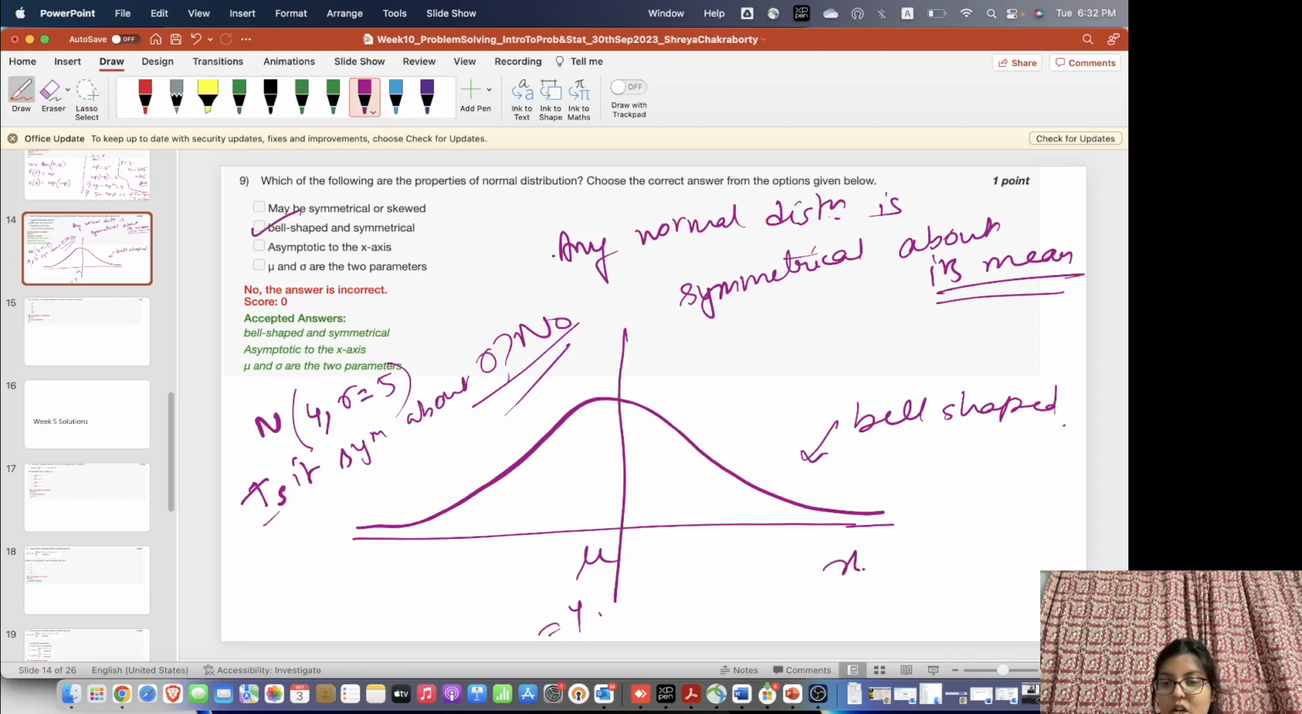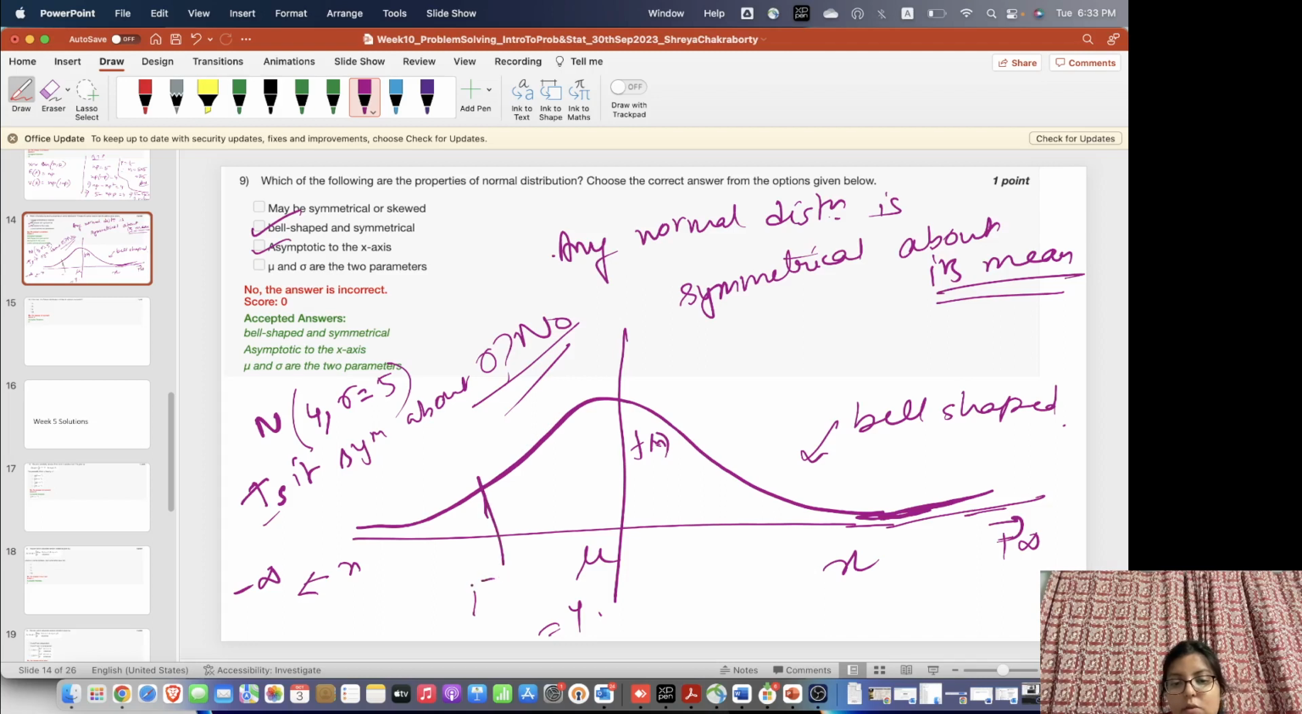So as we increase x along this side and along this side, towards minus infinity and towards plus infinity, the f(x) value goes close to 0. It is heading towards 0. By this we mean this is asymptotic to the x-axis. So f(x) will go more and more towards 0.